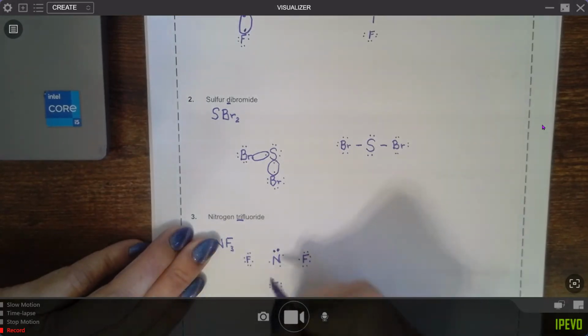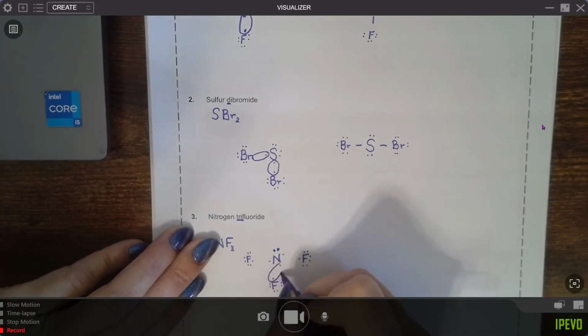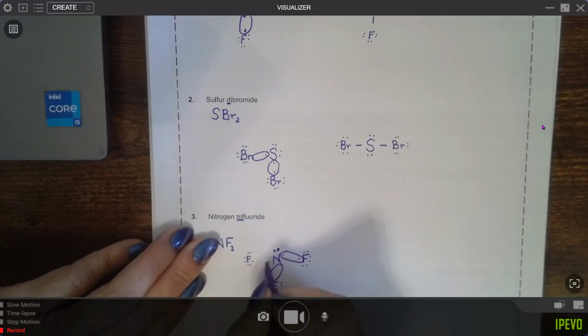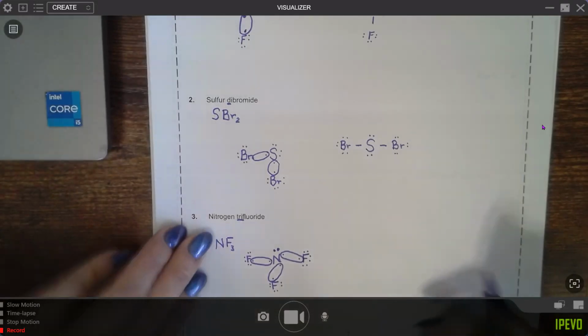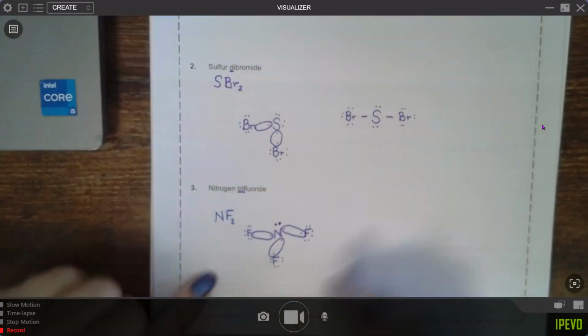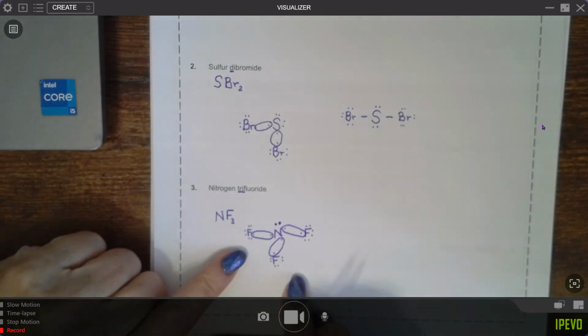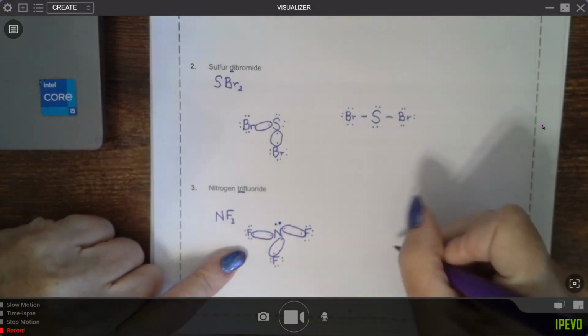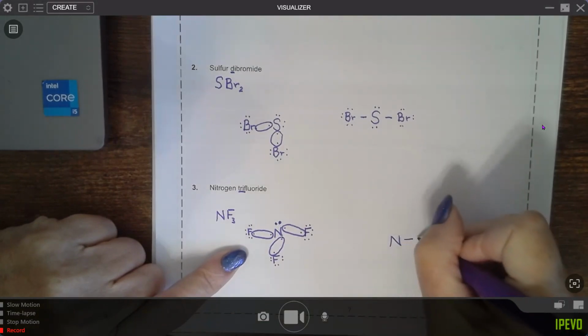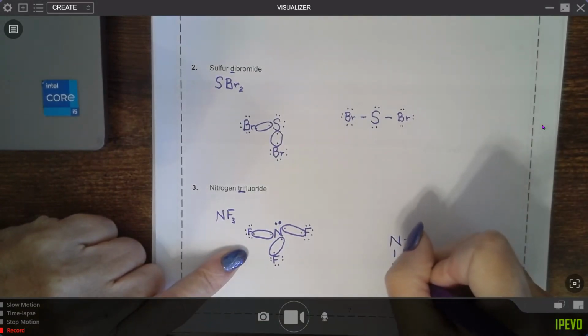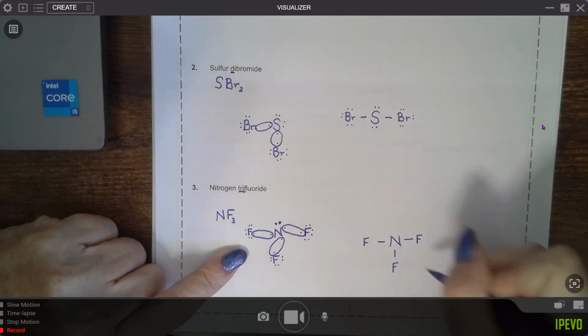All right, and now I'm going to loop the lonely electrons so that they aren't lonely anymore. They're part of a pair. Okay, and then again, this is where I'm going to ask you to redraw this so that you don't show the loops. It just shows the nitrogen bonded to each fluorine.